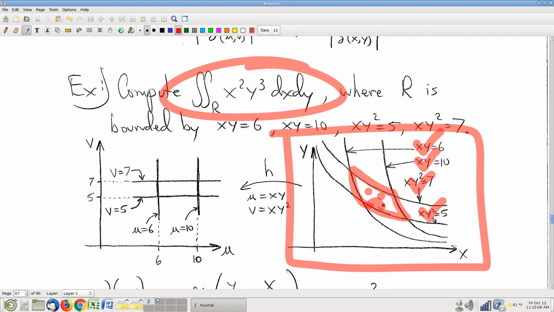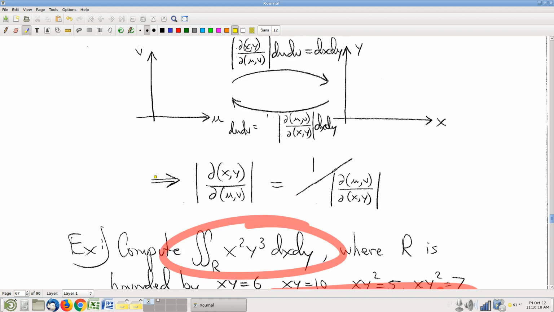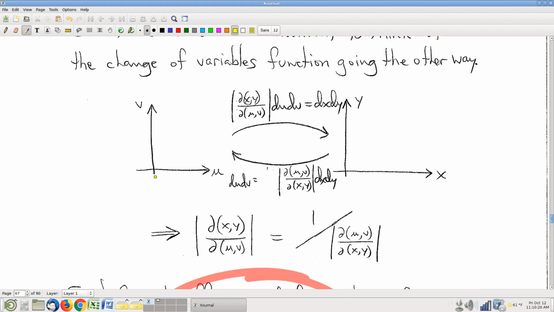So this is a not good domain. How would I go about rewriting it as somehow being related to a domain that I like, a rectangle? And it turns out that this is exactly the tool that we need to do that. And we'll pick up there next time.